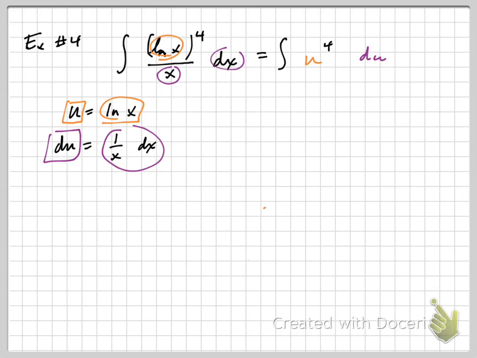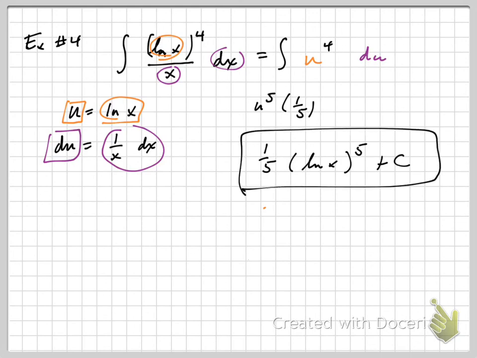and you take this antiderivative, it's going to be u to the 5th times 1/5, or 1/5 times the natural log of x to the 5th power plus the constant c. Alright, give you a moment to jot that down, but again, that's the anticipate the derivative comment that I made in the steps.